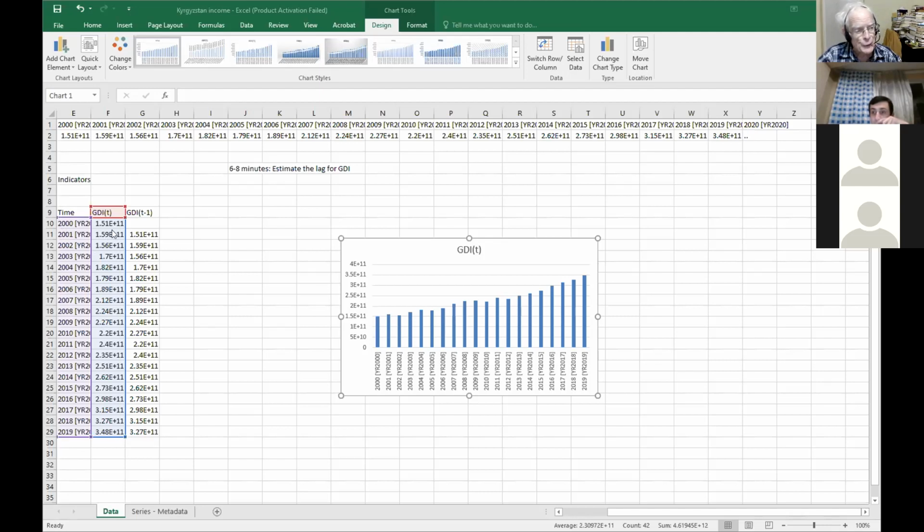So estimating the lag involves nothing more than plotting the GDI values and then moving them down by one row. So notice that we have lost an observation for 2000 by taking the lag. And then at the same time, I looked ahead and estimated the graph for the time series, which, by the way, is always a good thing to do in analyzing time series.